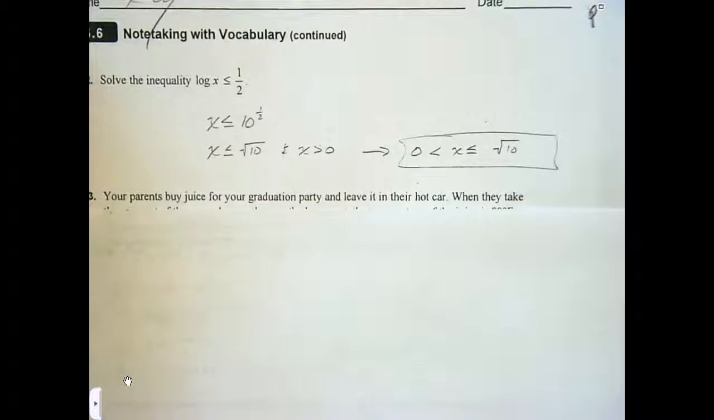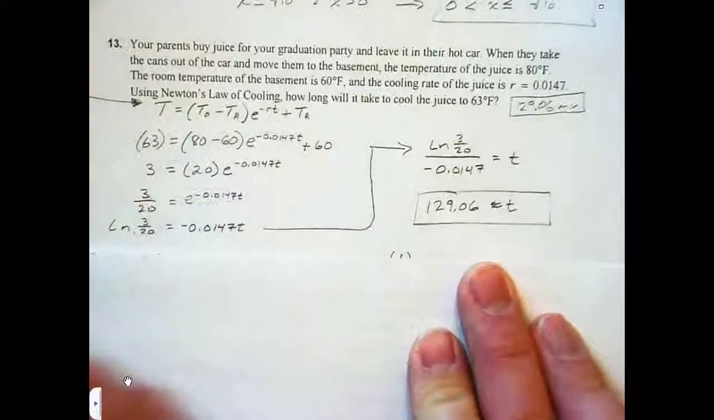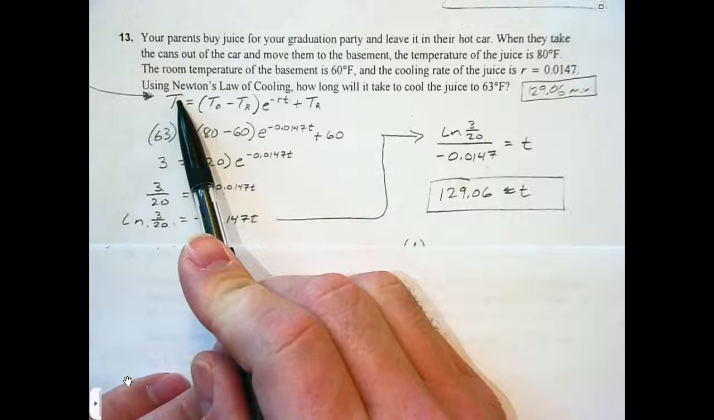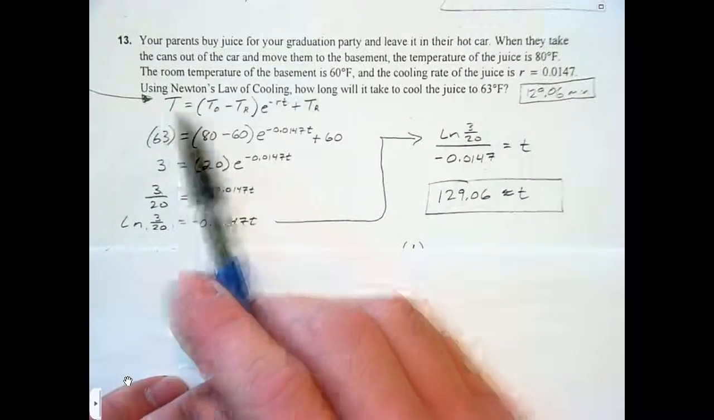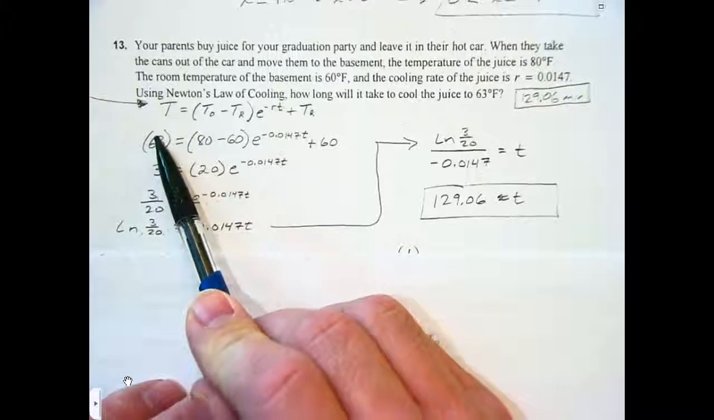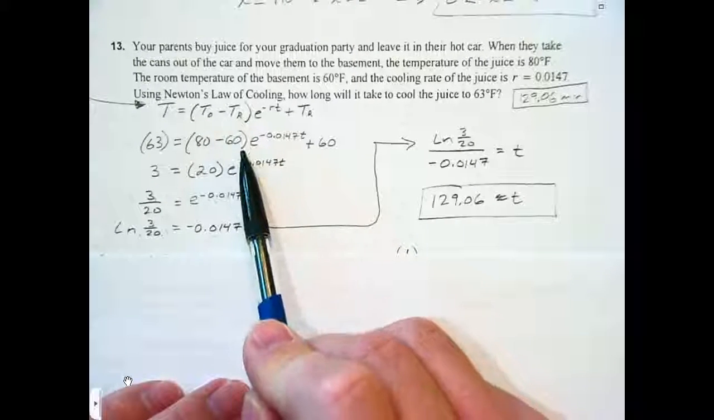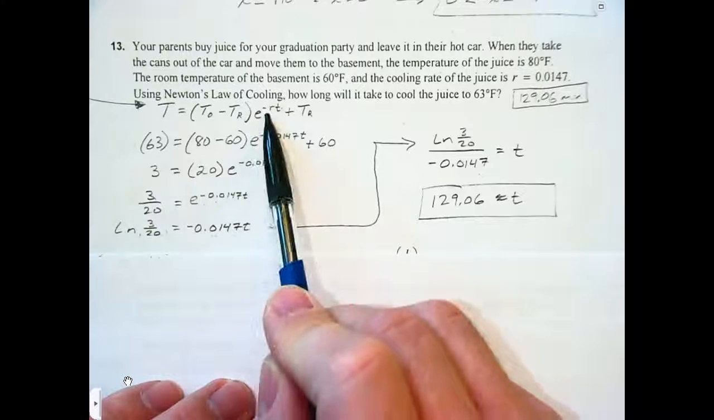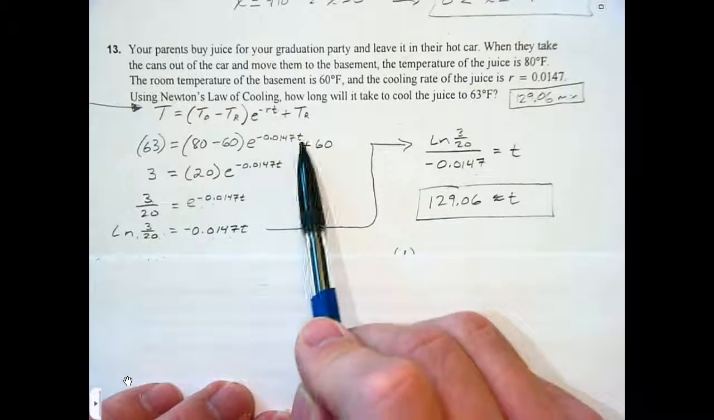Number 13. I'm going to give the answer. I'm not going to spend tons of time on it. I will walk through it just really quick. The temperature we want it to be, the new temperature, is 63 degrees. We're seeing how long it will take to cool to 63. The original was 80. Okay, the room temperature is 60. And then e and r, they're telling you that. And then t is time, which we're solving for.